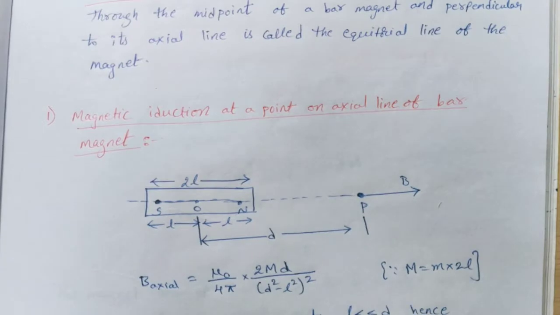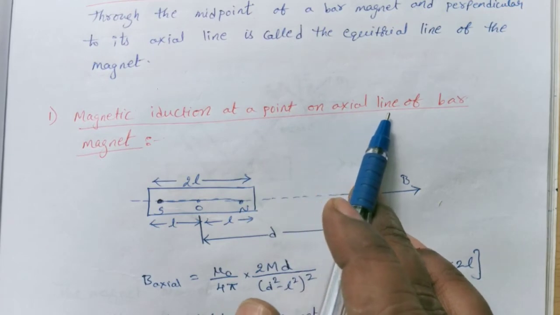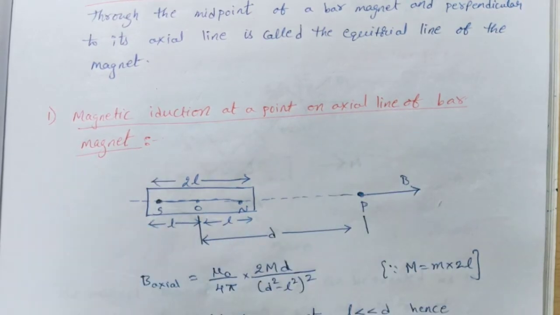Students, we are going to observe a few different formulas here. I am just mentioning the formulas, and I am not going to discuss the proofs. So just go through these formulas. First one, magnetic induction at a point on the axial line of a bar magnet. For this we want to recollect one formula. At a point on the axial line, what is the magnetic induction value? That is what we want to observe here.